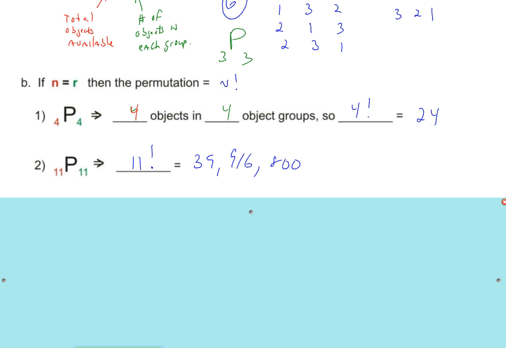By the way, let's say you have a basketball tournament with 4 teams. How many different orders can those 4 teams end up finishing in? 24 different ways 4 teams can end up in an order. That's the reality. All right? Permutation. Now, again, that's when the total number of objects equals the number of objects you're using in each group.